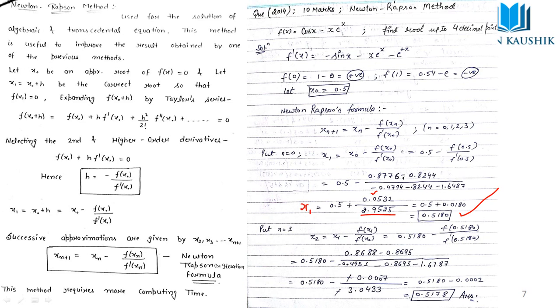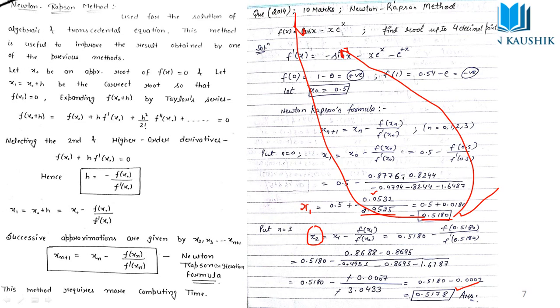Now what will you be doing? Now you will be taking this as your initial value again. So now you are required to put this value in this function f of x again, and again put this value over f dash x. So after doing this again, you have calculated the value x2 by the same procedure. Okay, just put the values and get the answer.